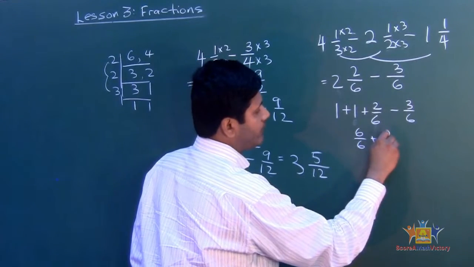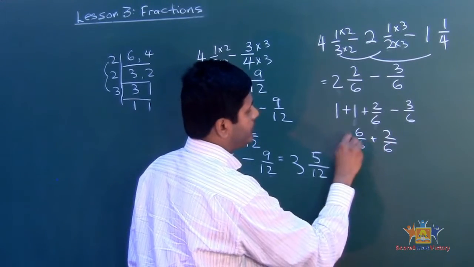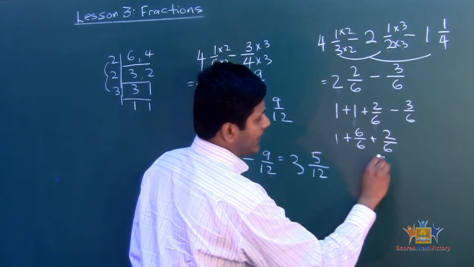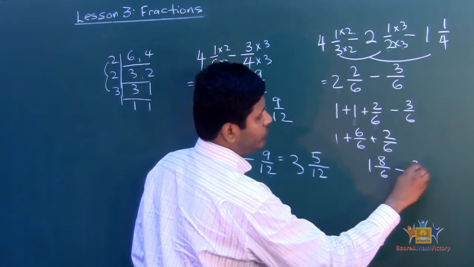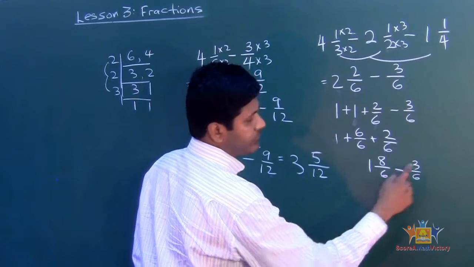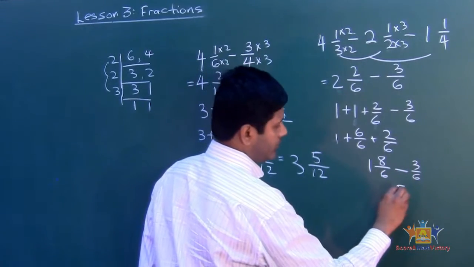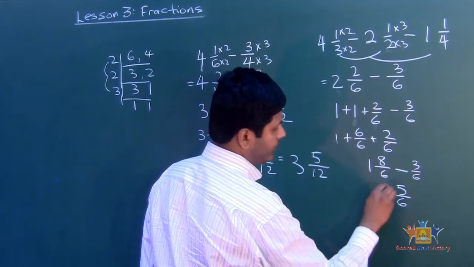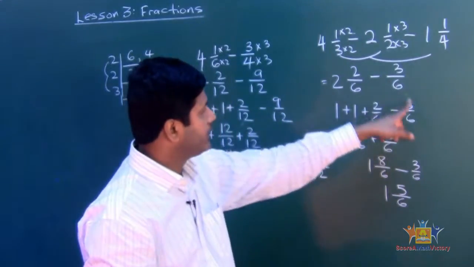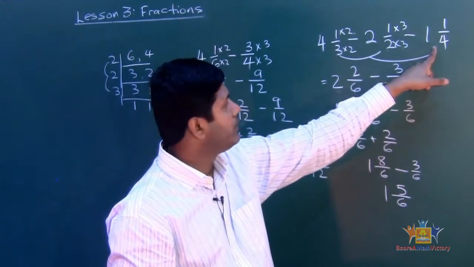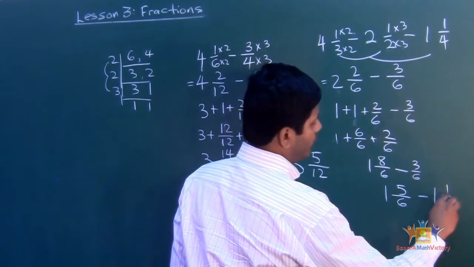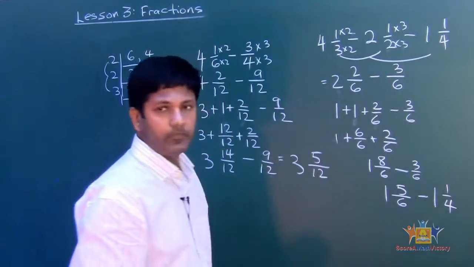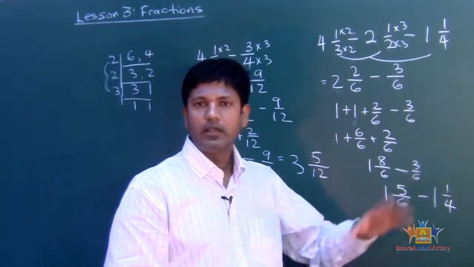If I pick a different number, I cannot combine them. Okay, so that makes it 8 over 6, and then 1 minus 3 over 6. 8 minus 3 is 5 over 6. And bring the 1 down. Now I'm going to bring this one down. 1 minus 1 over 4. So minus 1 over 4. 1 minus 1 gone, 0.